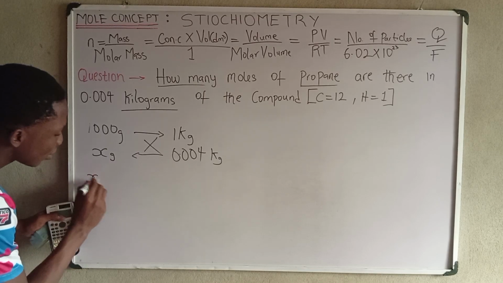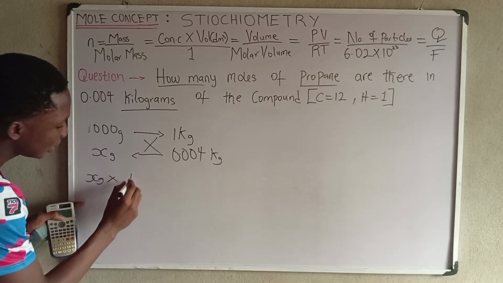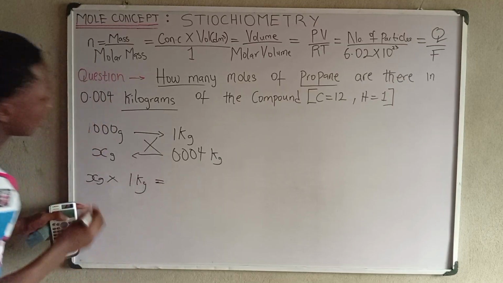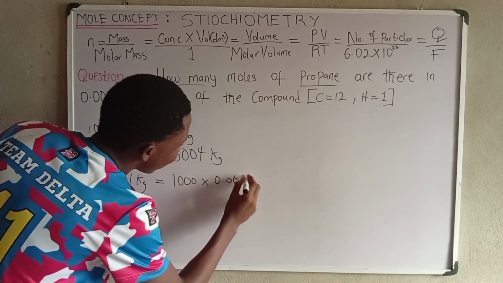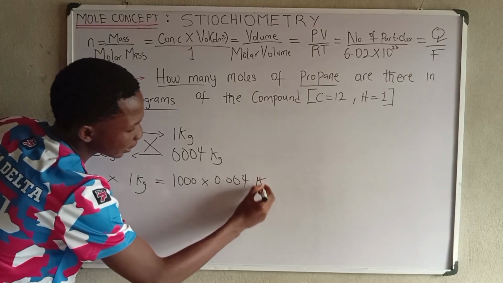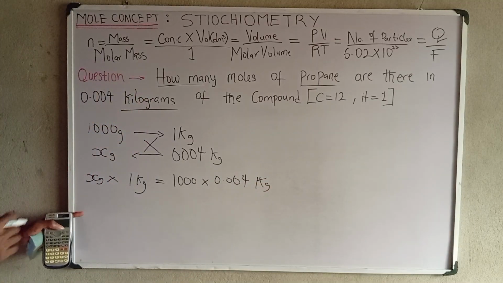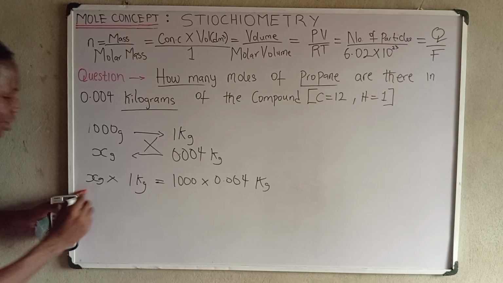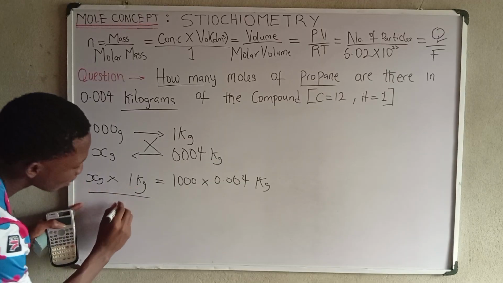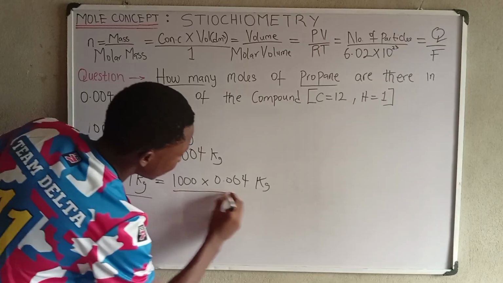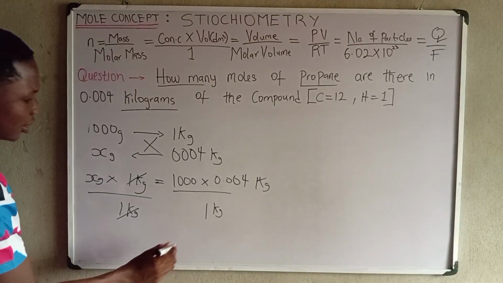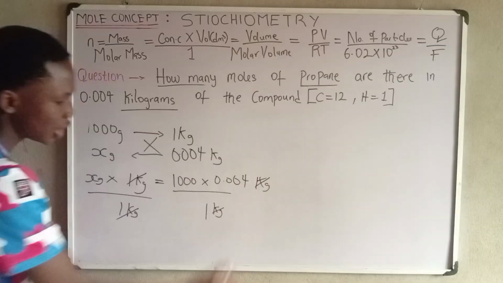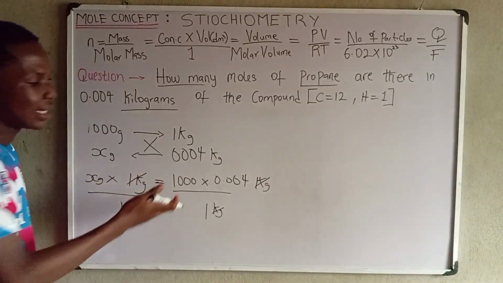On that note, X grams times 1 kg is equal to 1,000 multiplied by 0.004 kilogram. Don't forget. Okay, now we will divide both sides by the coefficient of X. The coefficient of X grams is 1 kg. So now we can simply cancel out. Kg cancels kg. Now 1 divided by this value is the same value, right?